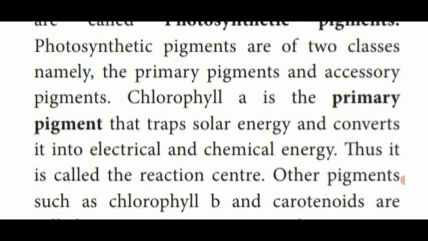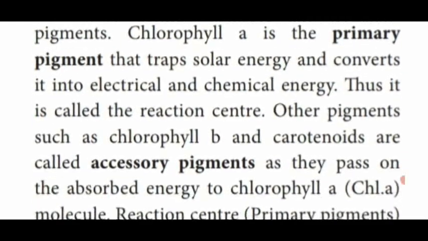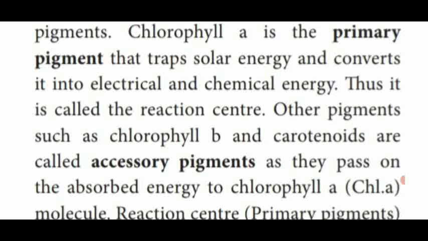So photosynthetic pigments are divided into two: the primary pigments and the accessory pigments. Primary pigments means chlorophyll A. Only this chlorophyll A traps all the solar energy from the atmosphere and converts it into electrical energy and chemical energy. So this chlorophyll A is named the reaction center.